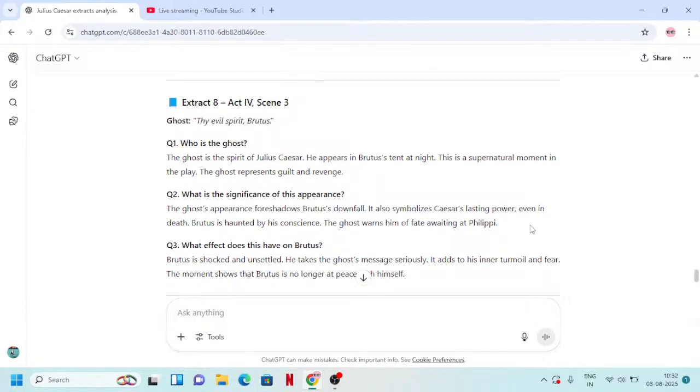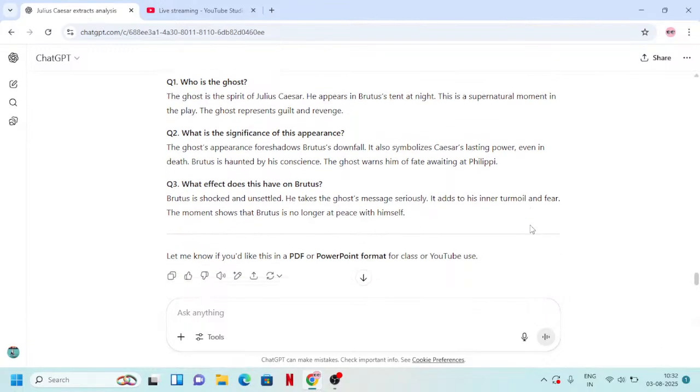Next, last extract here, the ghost is speaking. "Thy evil spirit, Brutus." Who is the ghost? This is the ghost of Julius Caesar. The ghost is the spirit of Julius Caesar, and he appears in Brutus's tent at night. This is a supernatural moment in the play. The ghost represents guilt and revenge. He seeks revenge. And what is the significance of this appearance?